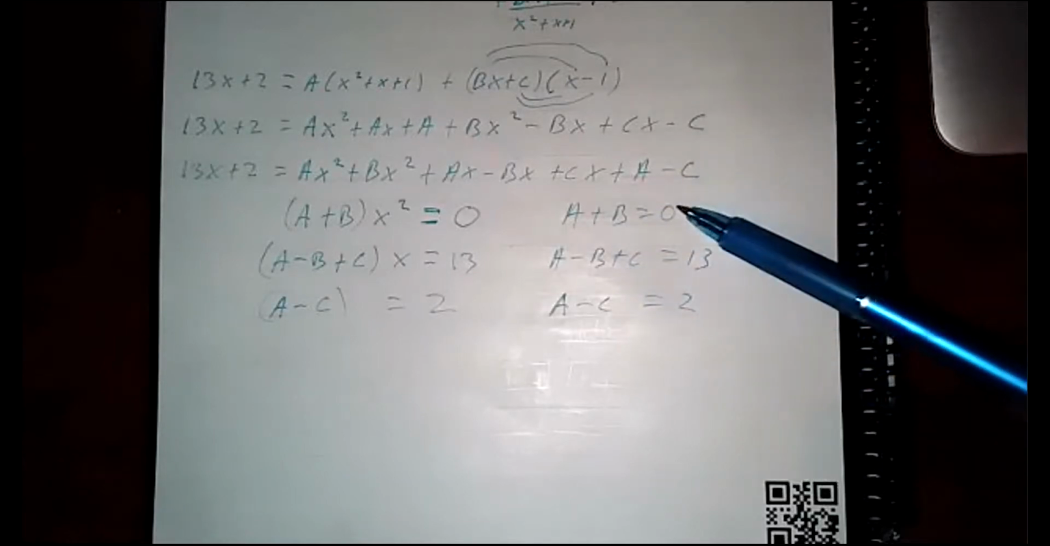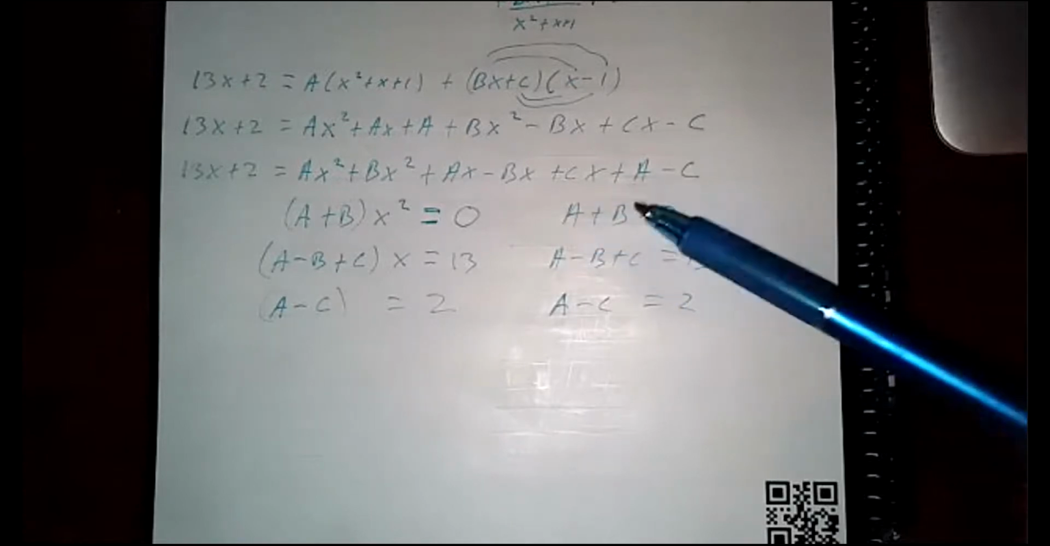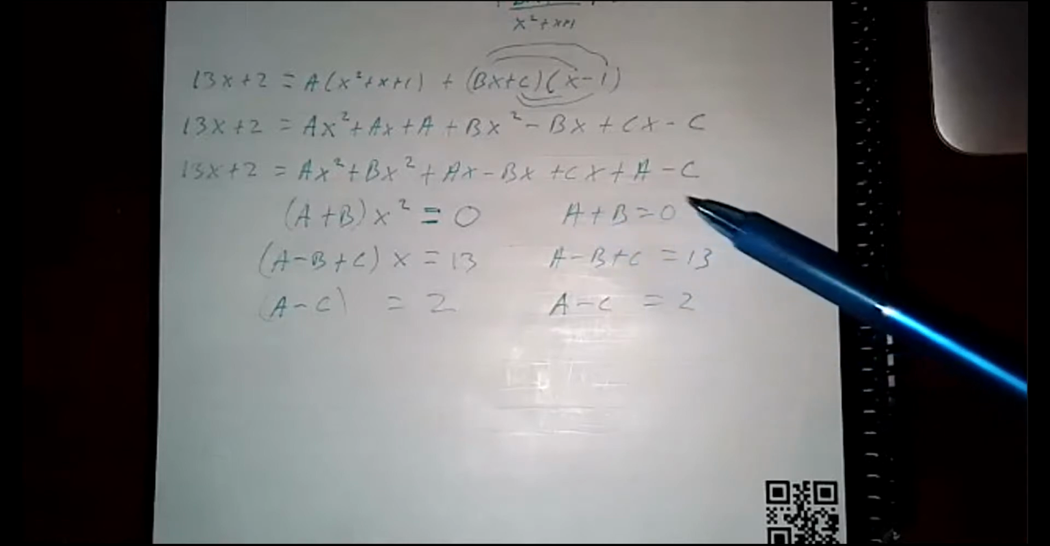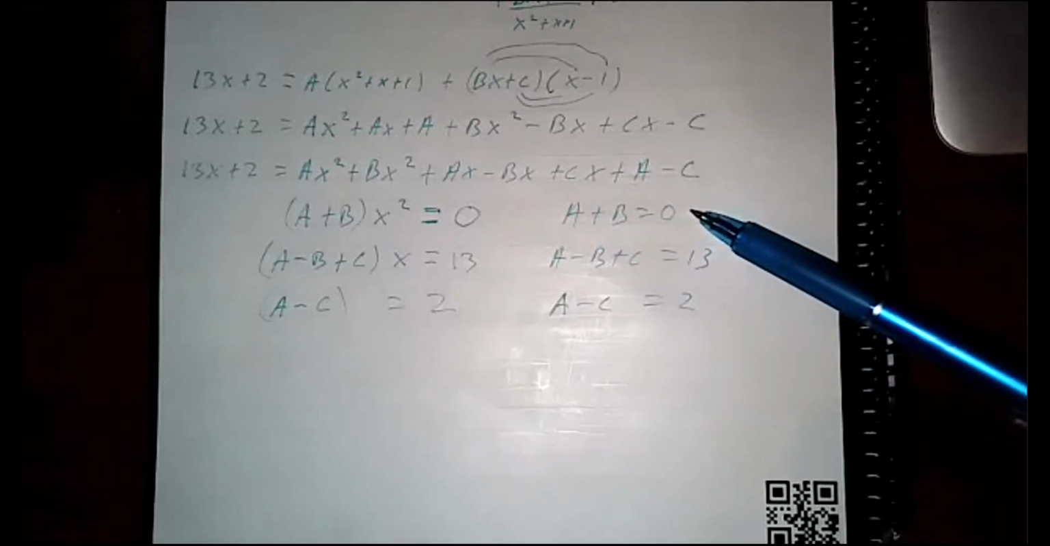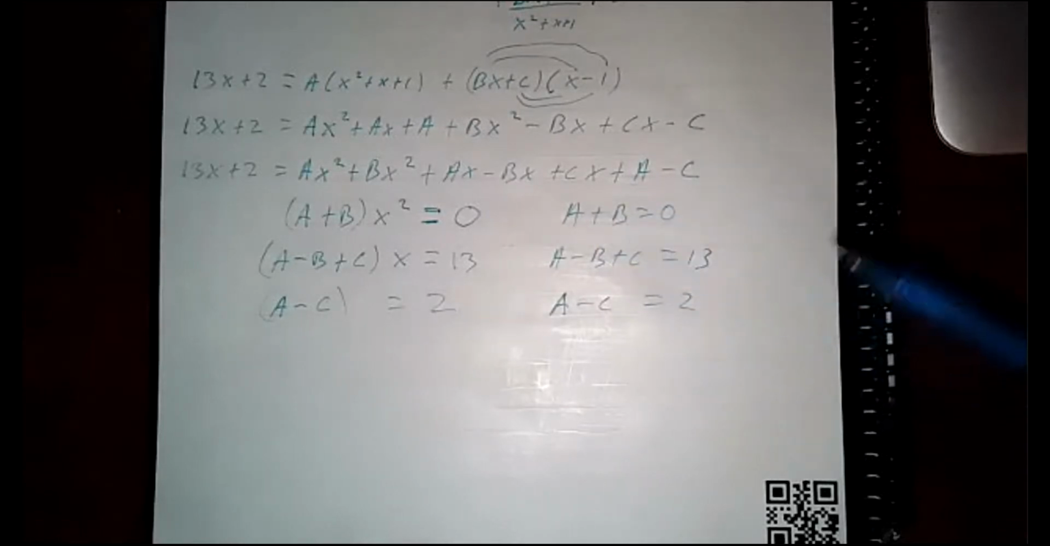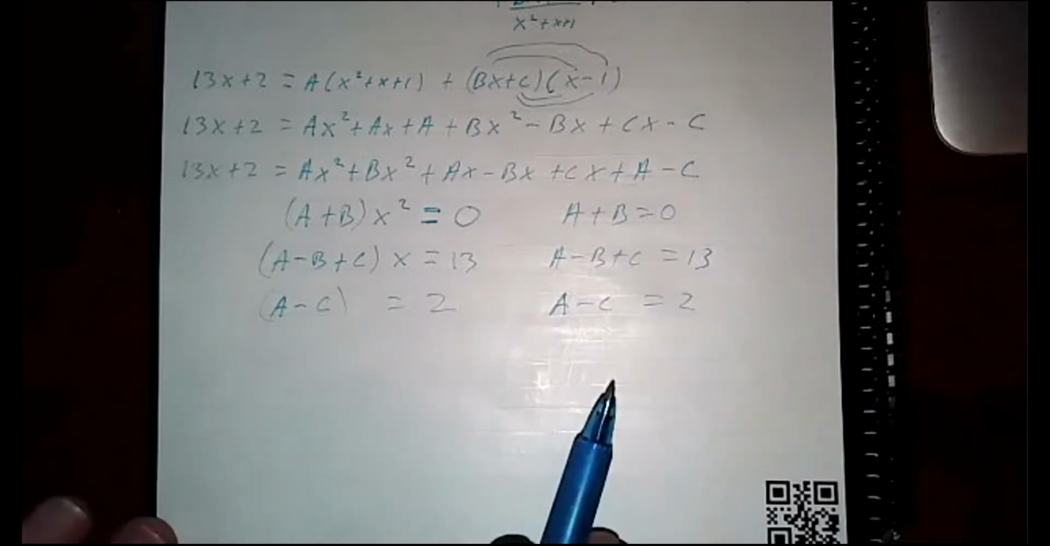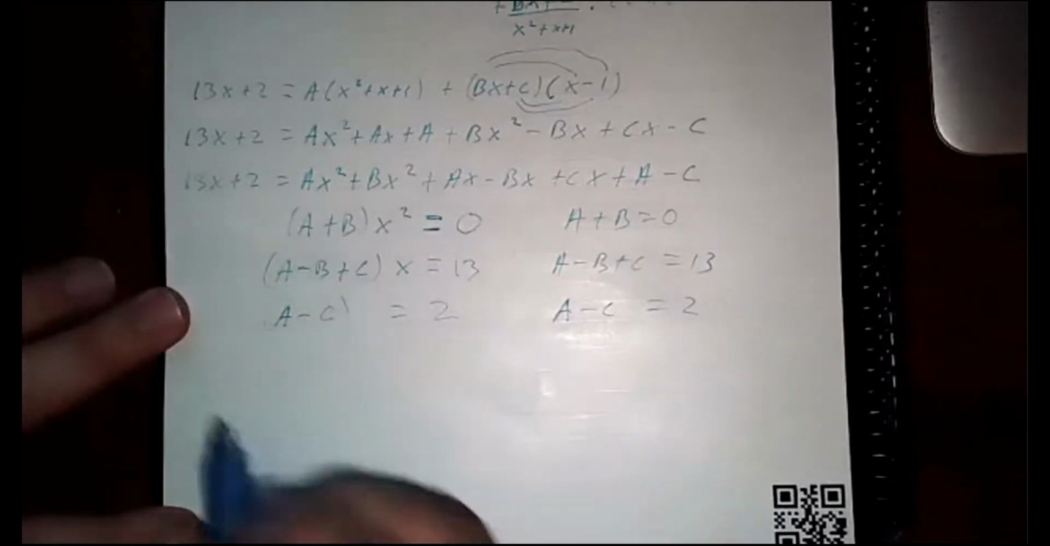Now, equation 1 though implies that A and B are the same but opposite signs, right? Because they're equal to 0. So you can kind of glean that information, but that's about it. Yeah. So let's change it into a matrix.